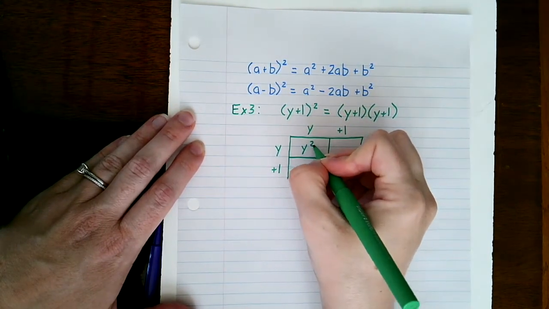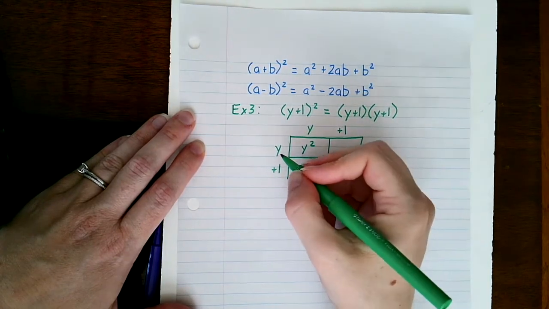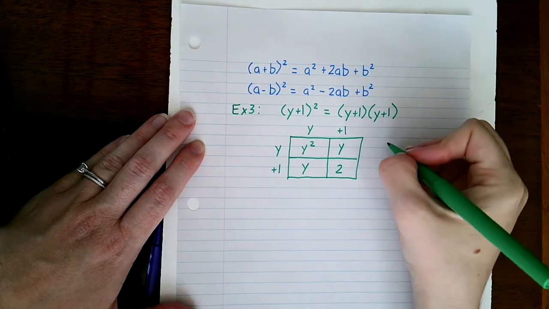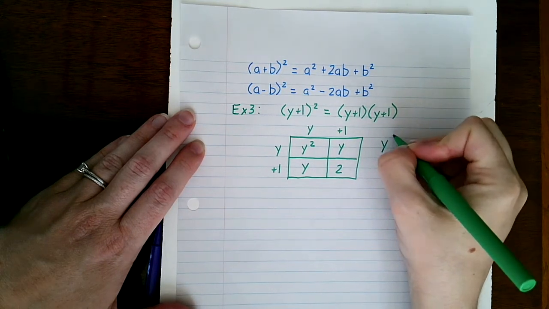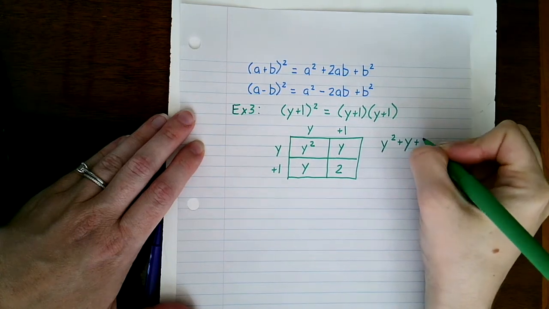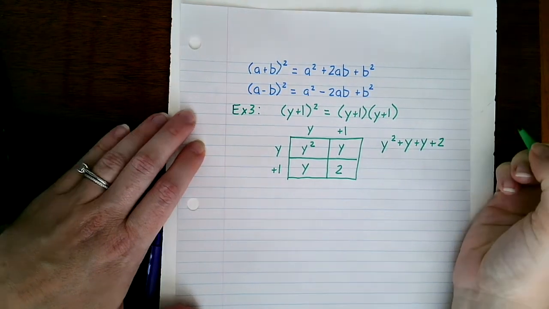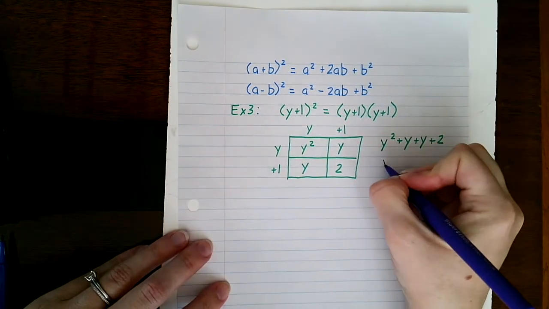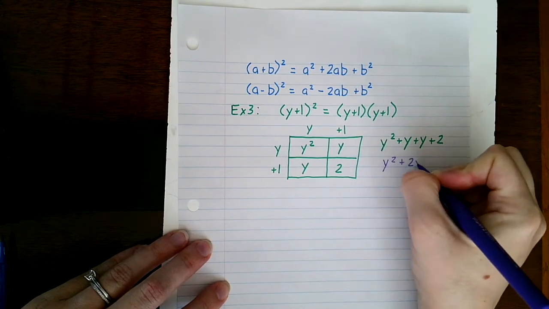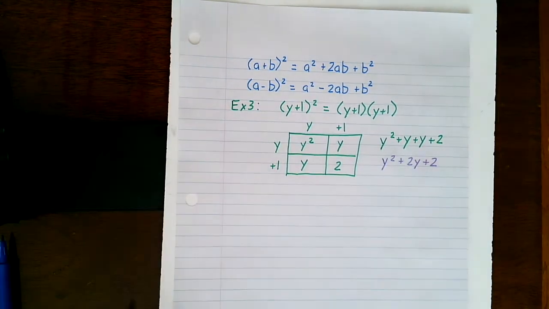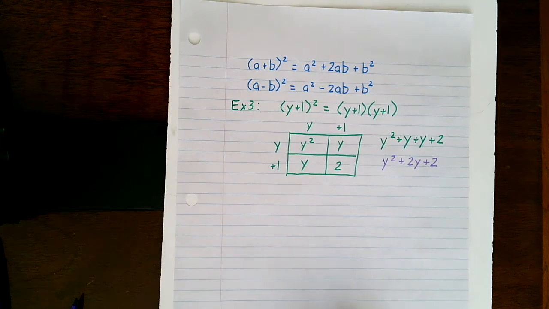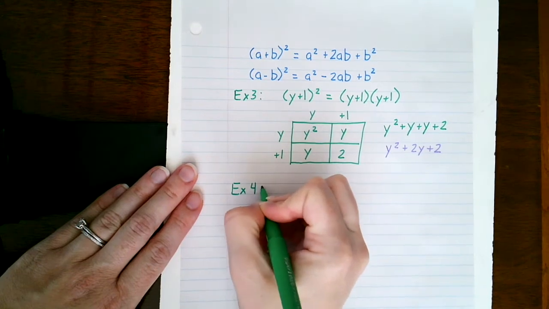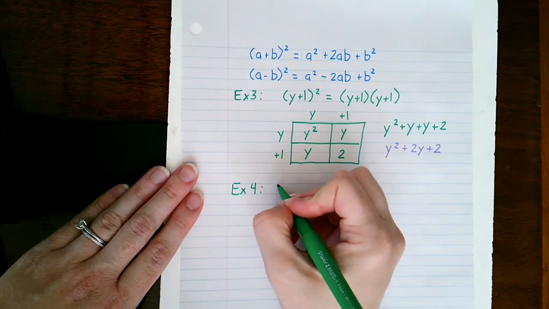Plus 1, y plus 1. So I got y squared, y times 1 is y, y times 1 is y, 1 times 1 is 1. So my final answer, forgot to switch up my colors during that one, I got y squared plus 2y plus 1. Okay. We'll do one more example together, and then I'll give you some problems to try on your own.